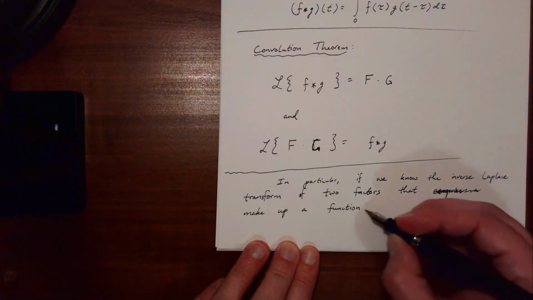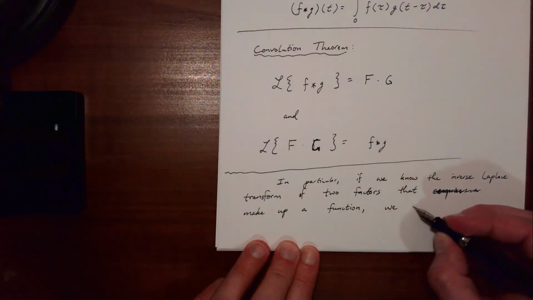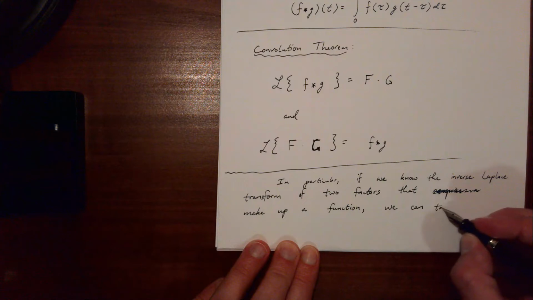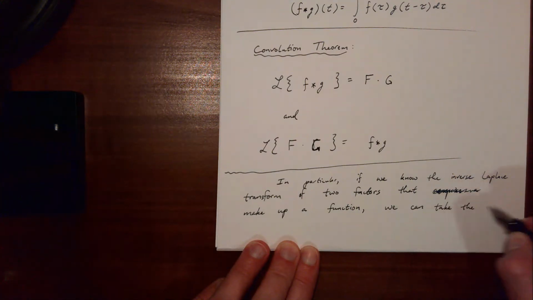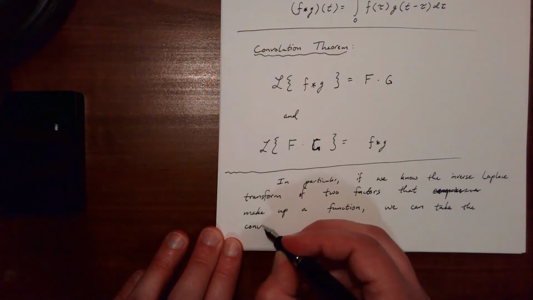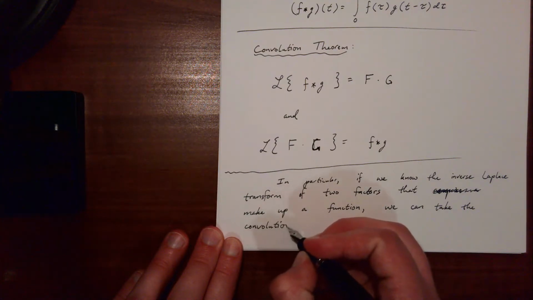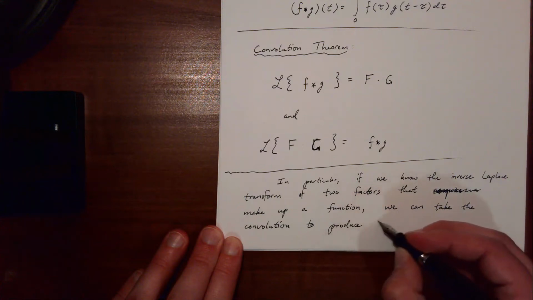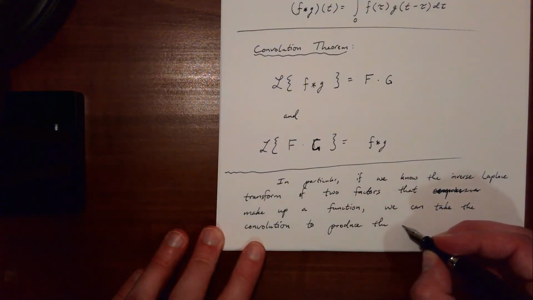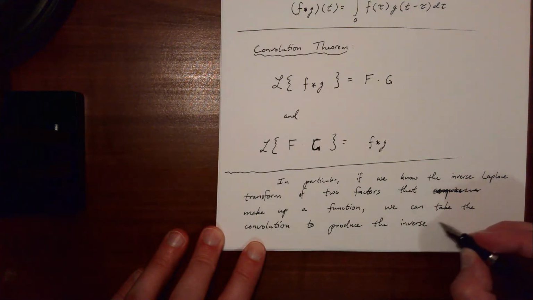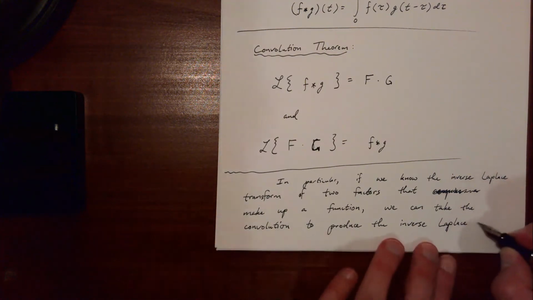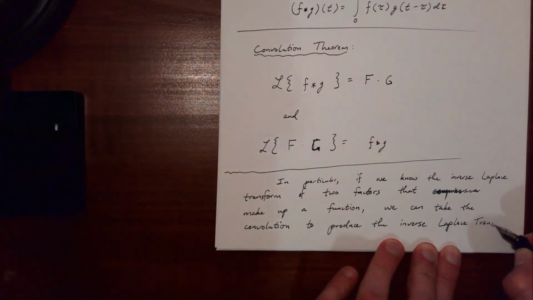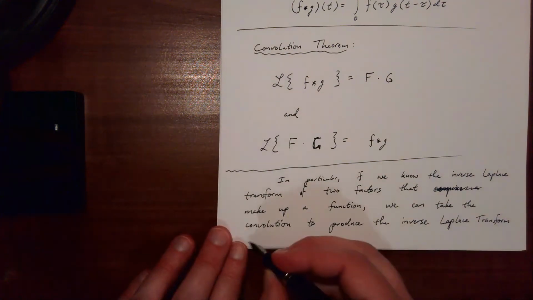So the two factors that make up a function, we can take the convolution to produce the inverse Laplace transform of the product.